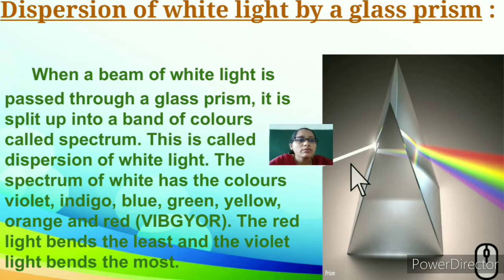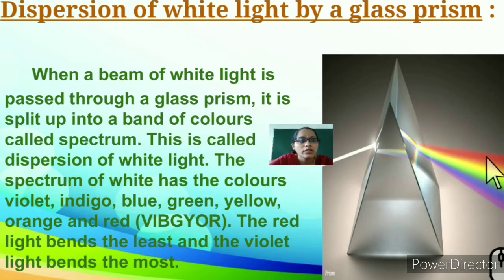Dispersion of white light by a glass prism. So here you can see a prism is placed, through which we can pass white light. Once it passes through, it disperses, and 7 colors are formed, that is VIBGYOR. That is dispersion of white light. So white light, once it enters into the glass prism, forms a spectrum, and you can see the VIBGYOR colors.